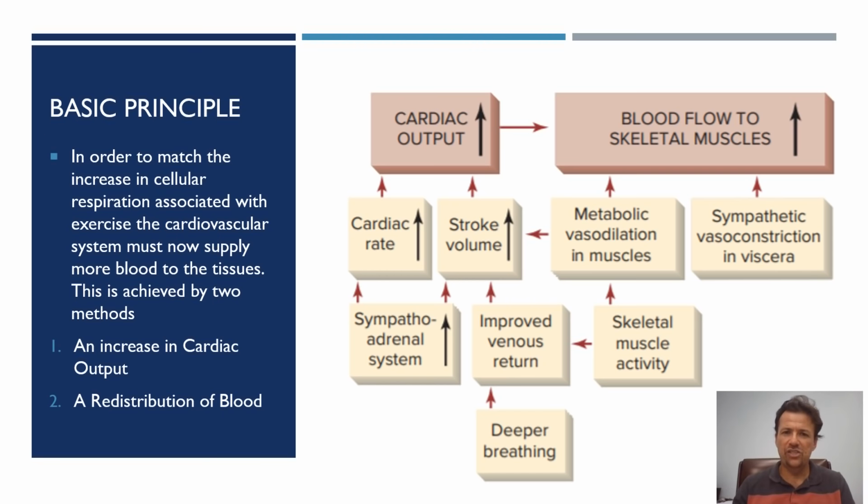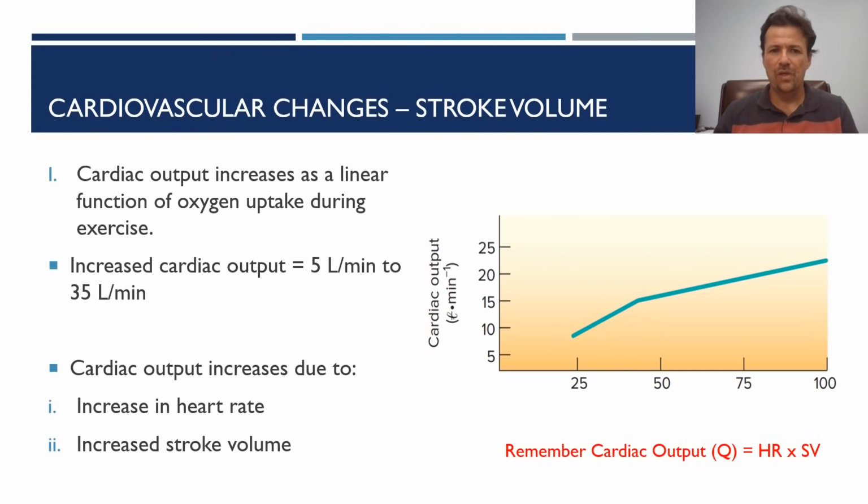And this figure here just summarizes all the things that we're going to talk about in a little while. How do we increase cardiac output? And how do we shift more blood flow to the skeletal muscles? So let's start by talking about cardiac output. Well, let me begin by reminding you that cardiac output, Q, is equal to your heart rate times your stroke volume. And as you can see from this graph here, cardiac output generally increases in a fairly linear way as intensity of exercise increases.